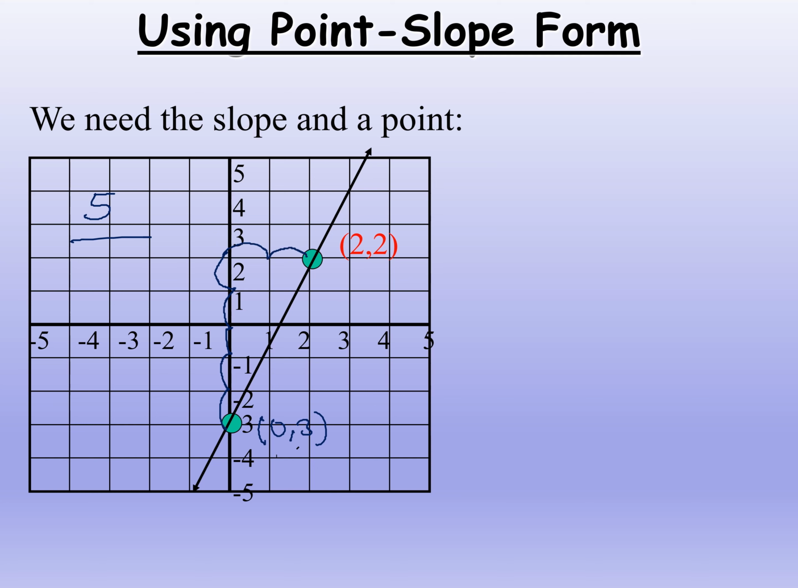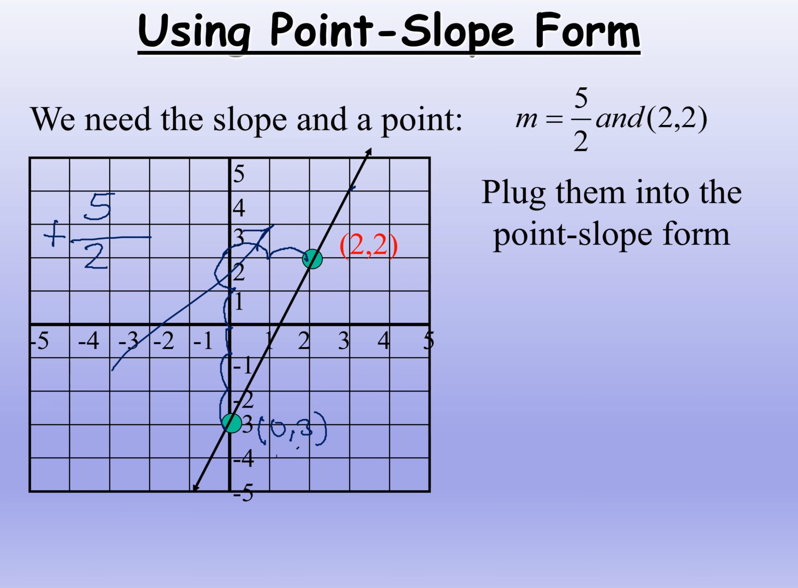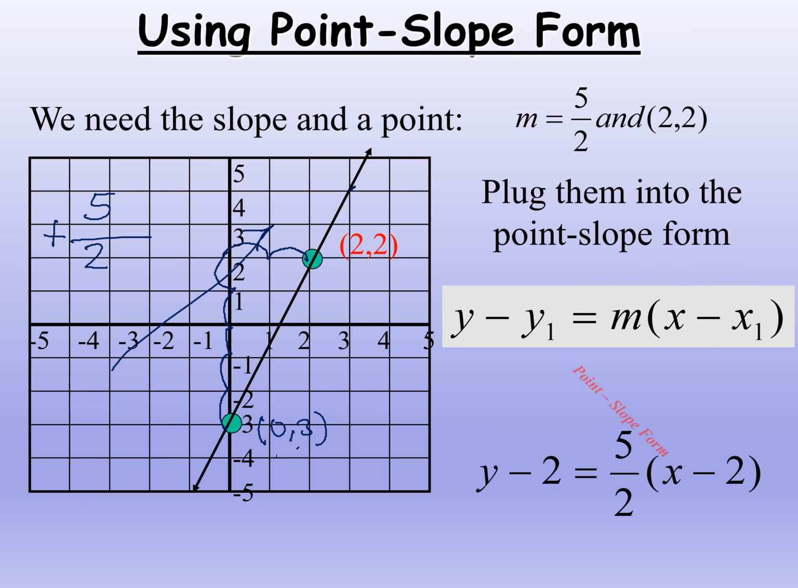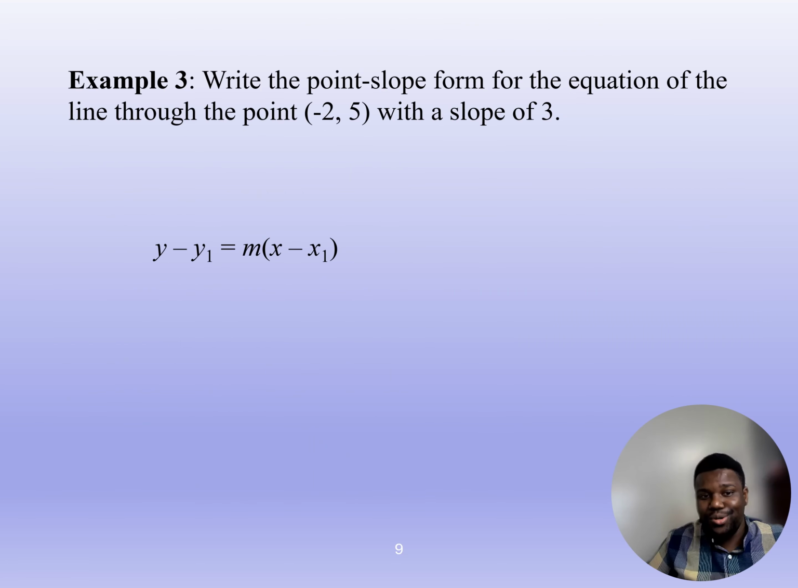5 over 2, and it's going uphill, so it's going to be a positive slope. So m is positive 5 over 2, and we're using the point (2, 2). So now we're going to plug them into our point slope form, and our point slope form again is that right there, and we'll end up with y minus 2 is equal to 5 over 2 parentheses x minus 2. And that's it. Now let's look at our third example.